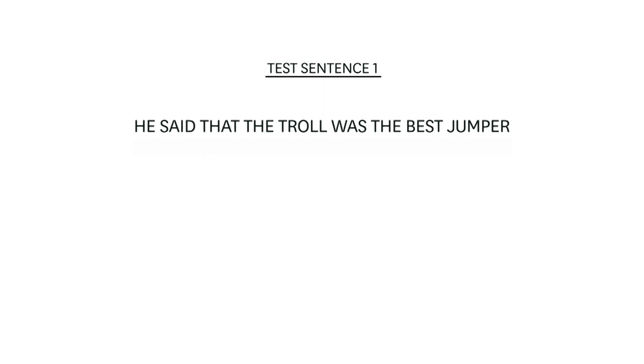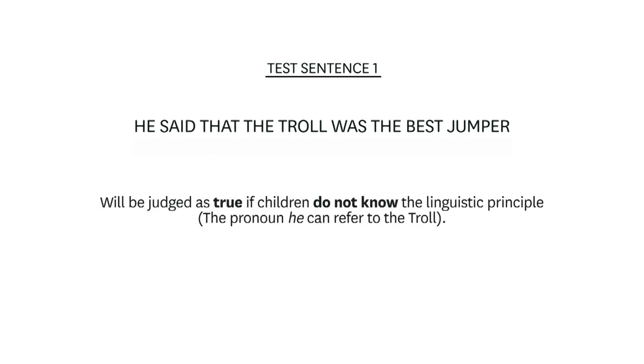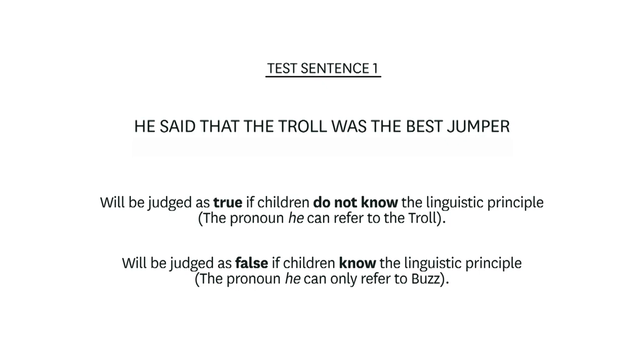So there are 2 steps to satisfying the condition of falsification. First, we make the test sentence a true statement about the story if a child lacks the linguistic principle. Second, we make the test sentence a false statement if the child knows the linguistic principle. Another feature of the task is worth mentioning. The story should be constructed to make it clear to the child why the test sentence is false.